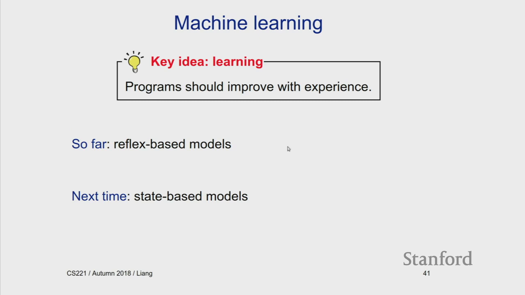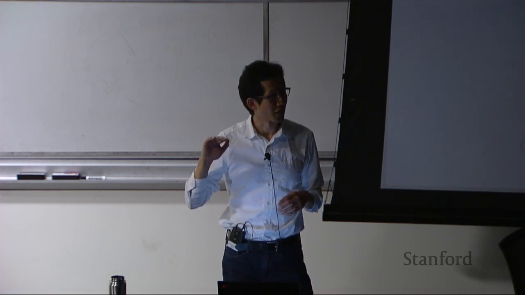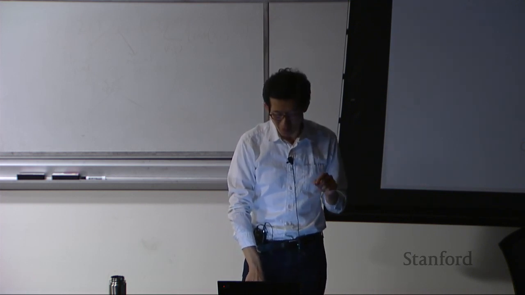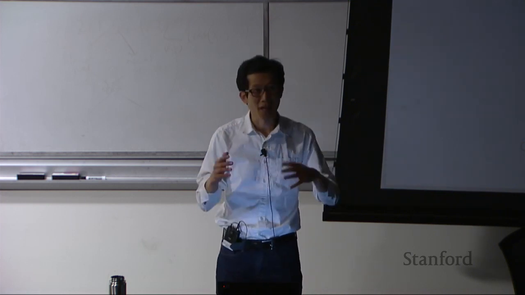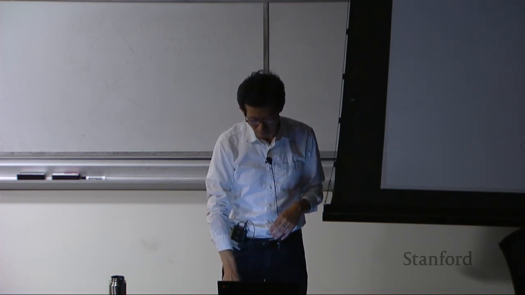The main takeaway at this point is that learning is something we're not done with yet. It's this general idea that systems should improve with experience. And we're going to see learning throughout the quarter. Next week, we're going to look at state-based models, which are going to be more powerful than the reflex-based models that we've seen so far this week. OK, that's it.